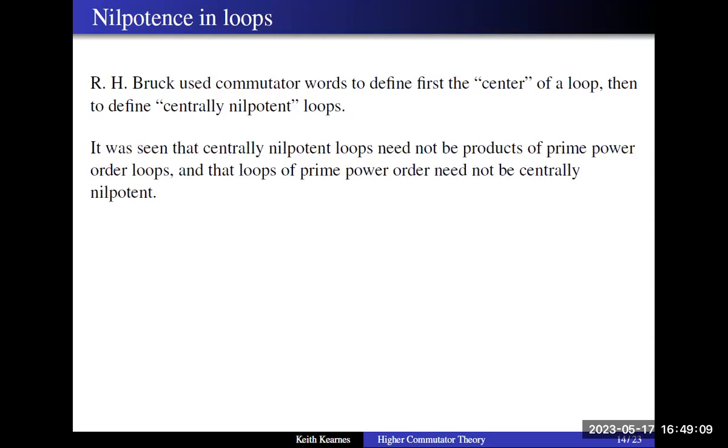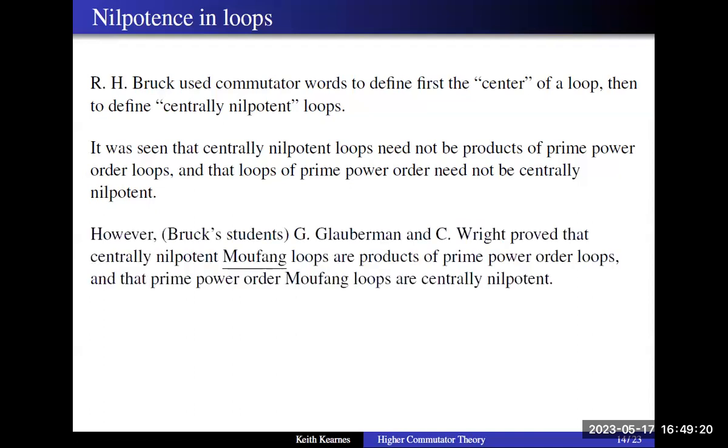That is, trying to copy the word definition, using commutator words, over to loops didn't produce a good concept. But his students, George Glauberman and Charles Wright, did show that you have structure similar to groups if you deal with Moufang loops. Just as in the case of groups, if you look at centrally nilpotent loops, you get a decomposition as a direct product of prime power order loops. You get this prime power decomposition as we're familiar with from groups.